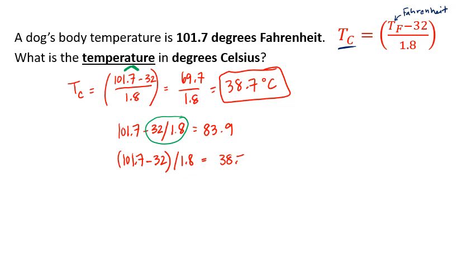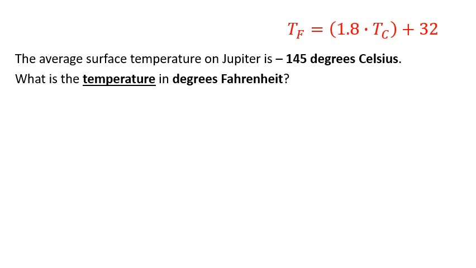And that should give you 38.7. So make sure you're practicing these in your calculator and doing the correct order of operations. For this problem, we have the average surface temperature on Jupiter is negative 145 degrees Celsius. What is the temperature in degrees Fahrenheit?